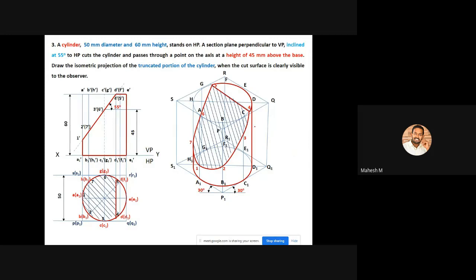So now we have followed the condition in our problem: when the cut surface is clearly visible to the observer. So now the cut surface is available. It is visible. Is it clear? Any doubts?